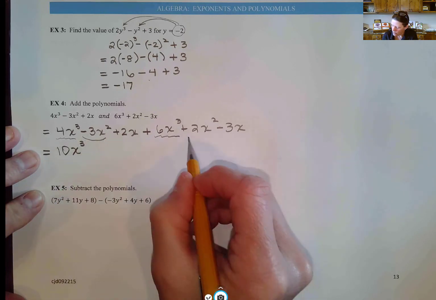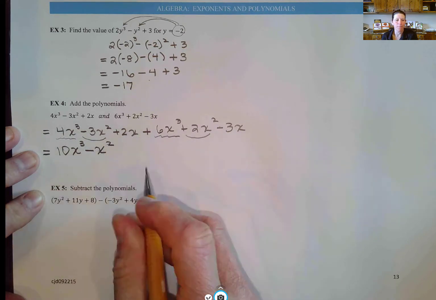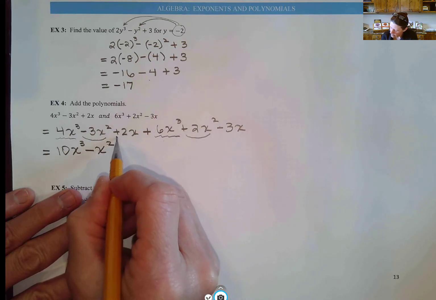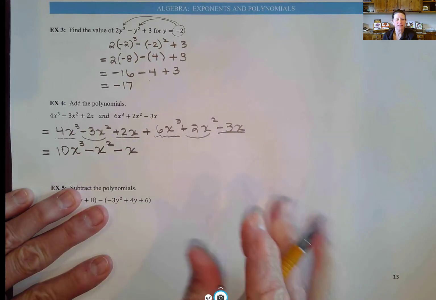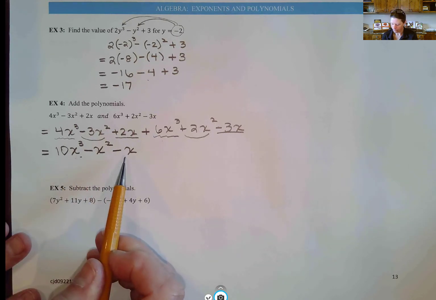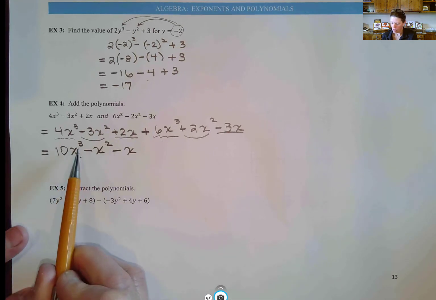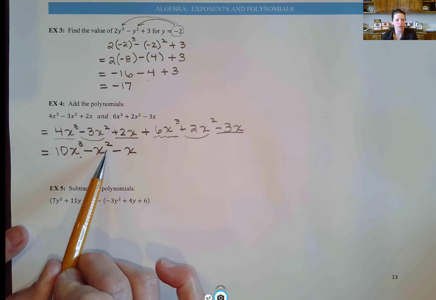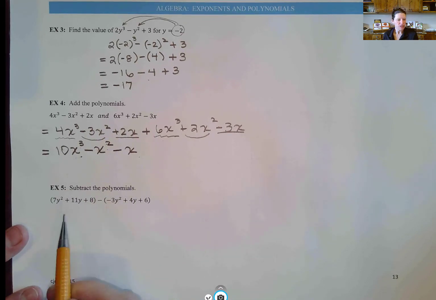Negative 3x squared plus 2x squared combines to a negative 1x squared, or we can just write minus x squared. And we've got 2x minus 3x, which combine to a minus x, and stop. We've combined our like terms. There are no more like terms to combine. It is common to write your answer in decreasing degree order. So it's common to write the 10x to the 3rd term first, the minus x squared term next, and the minus x term last.